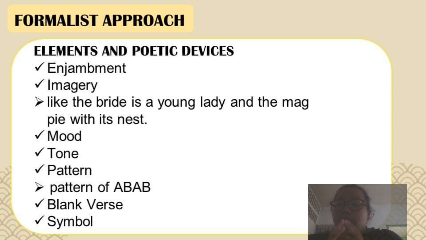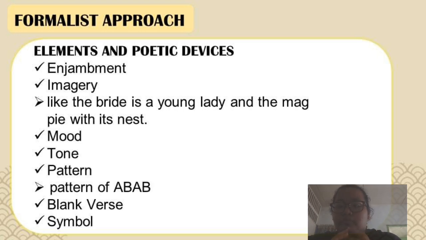In terms of literary devices in The Wedding Journey of a Princess, the use of enjambment is utilized, as lines are continued from one line of a verse to another. This is followed by imagery, as the poem describes things with connections to their appearance, for example, the bride as a young lady and the magpie with its nest.